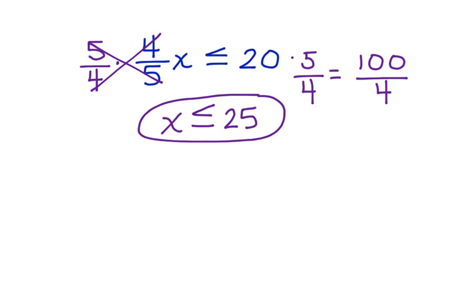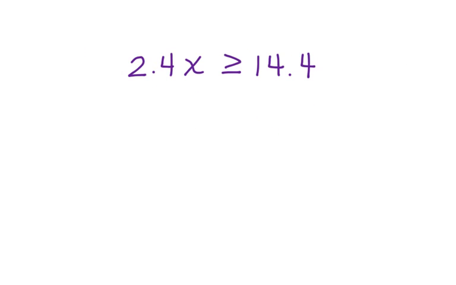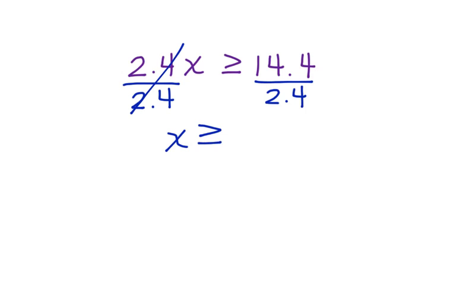Now let's look at another one with a decimal. 2.4x is greater than or equal to 14.4. We're going to use the inverse of multiplication and divide both sides by 2.4. These cancel, bring down the x. X is greater than or equal to 14.4 divided by 2.4 is 6. X is greater than or equal to 6. This is the solution for this inequality.